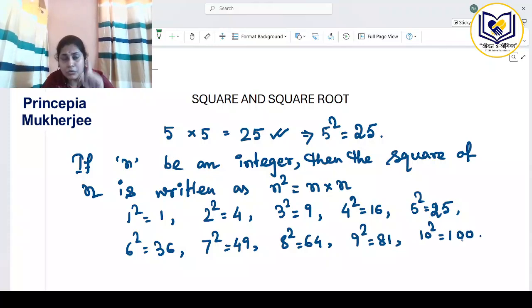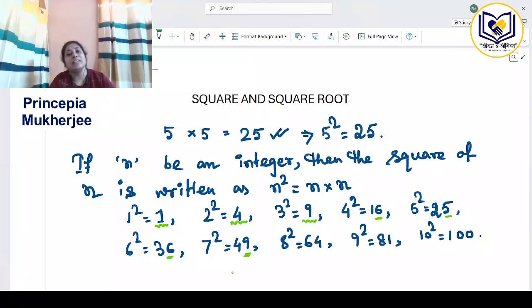Now you observe this one sincerely. When I am taking 1 square, the ones place of this 1 square is what? The ones place is 1 here, right? Similarly, when I am taking 2 square, that means 4, the ones place is 4 here. 3 square that means 9, so the ones place is 9 here. Similar for 4 square, it is 16, that is 6 is the ones place. And when I am taking 5 square, the 5 is the ones place. For 6 square, the 6 is the ones place.